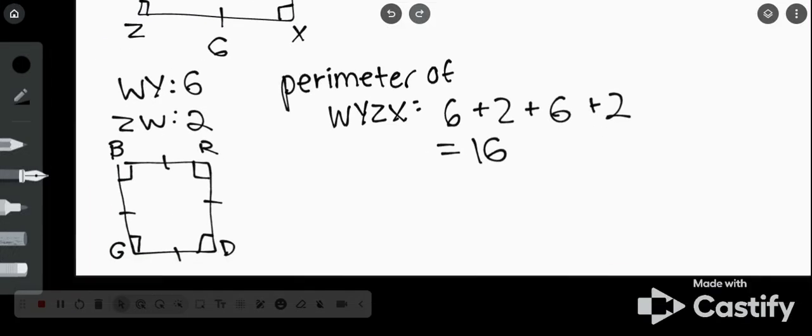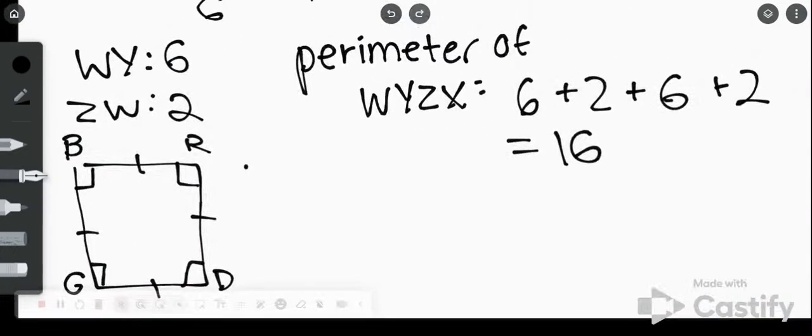So we'll get that this perimeter is equal to 16. Now, since it's a square, we can find all the side lengths just by knowing the perimeter, since all the side lengths are equal.